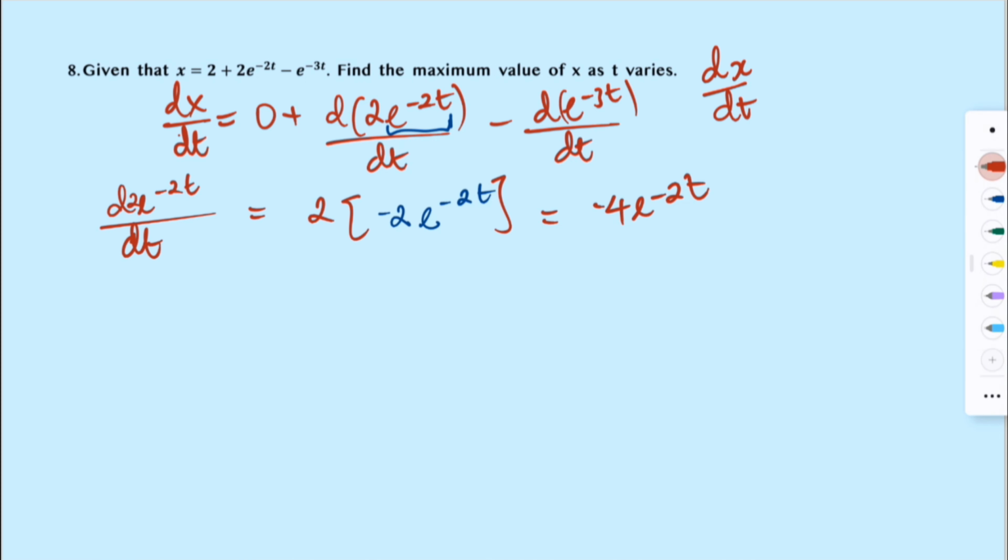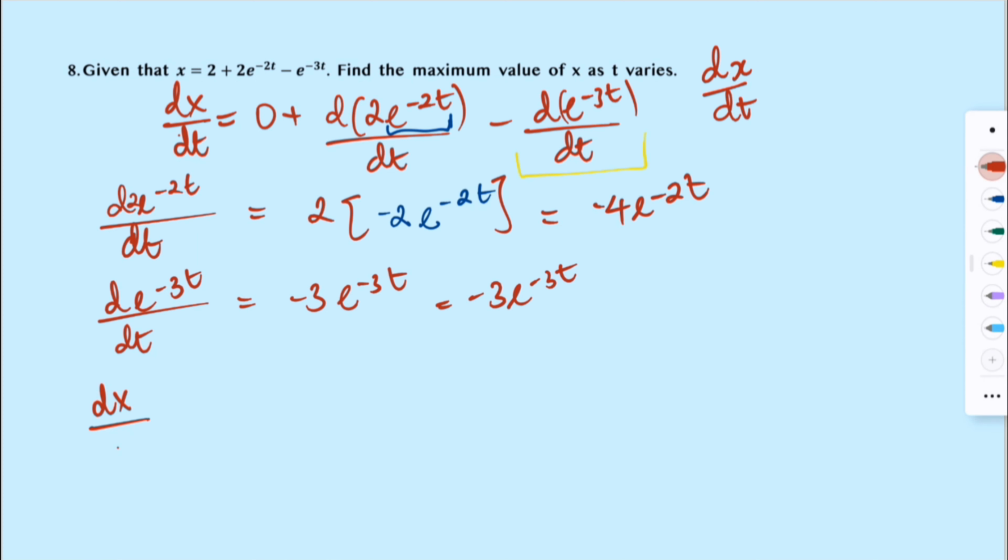The derivative of this one right here is easy as well. So the derivative of e to the power negative 3t would be differentiating the power, which is negative 3, then multiplying it by e to the power negative 3t, so that we get the same thing basically. There's nothing to simplify here. Let's substitute into our main equation.